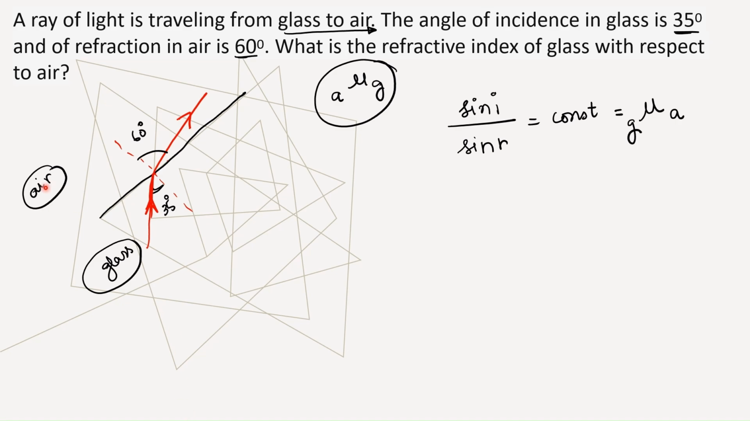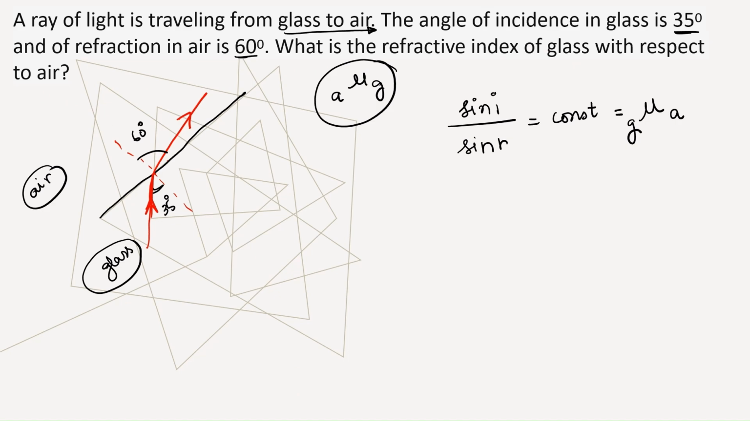So if you are observing the diagram from the beginning, when the light was traveling from air to a medium, we have written sin I by sin R is equal to refractive index of the medium. Now the light is traveling from glass to air. Now sin I by sin R will be refractive index of air with respect to medium. So that is the difference. So here sin I by sin R will give us refractive index of air with respect to glass. What are they asking? They are asking refractive index of glass with respect to air. That is the reverse. Now how to get the reverse?